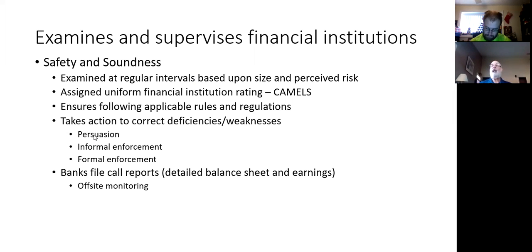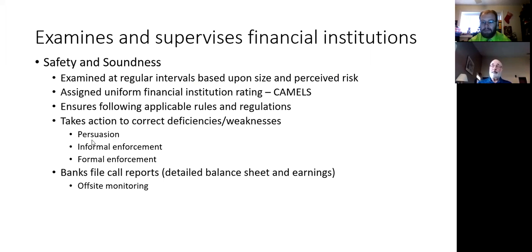The FDIC and the other regulators will generally use persuasion to try to get you to make corrections. So let's say they think your capital level is too low. When they send back their report of examination, they may tell the bank, hey, we think that you ought to have a higher level of capital, or you need to have an audit in this area, or whatever. They'll use persuasion to try to get banks to make corrections, because usually well-run banks will take the exam report and they'll try to make corrections.